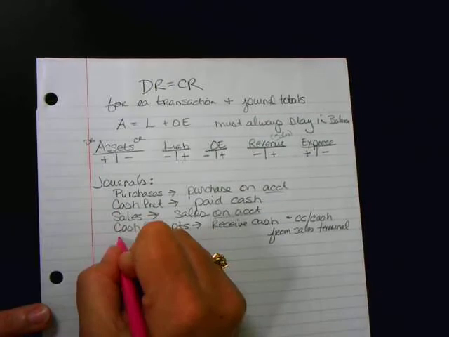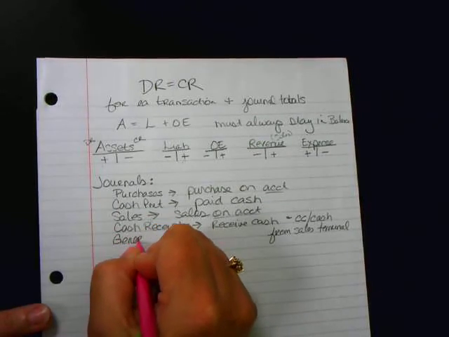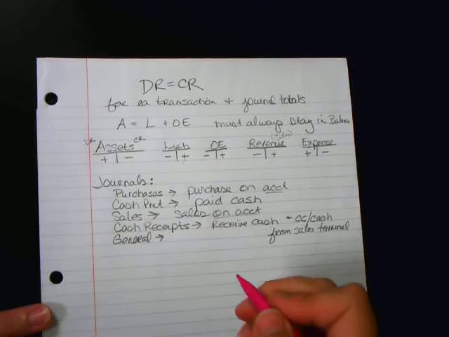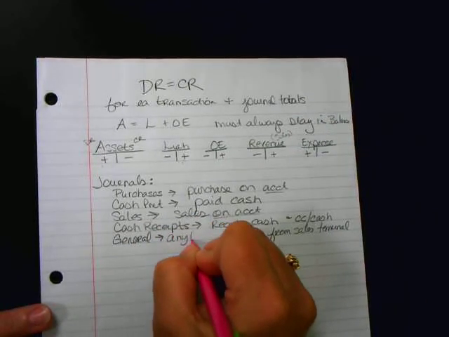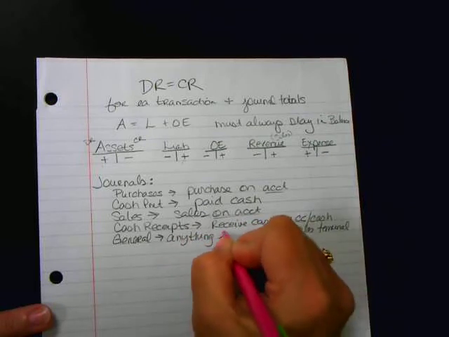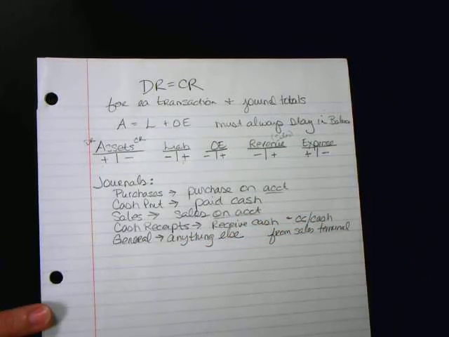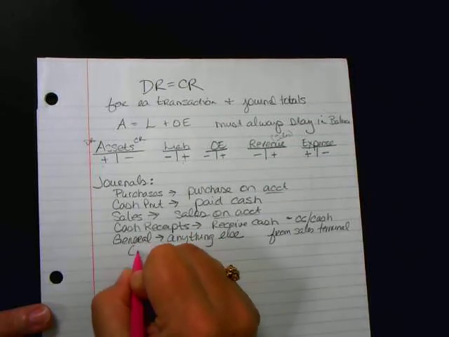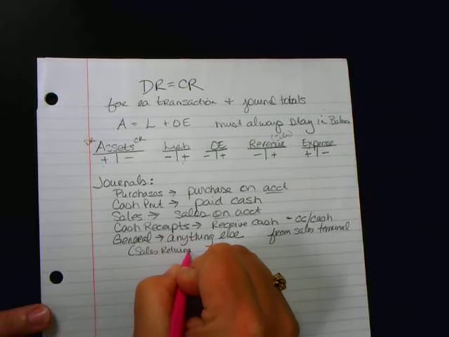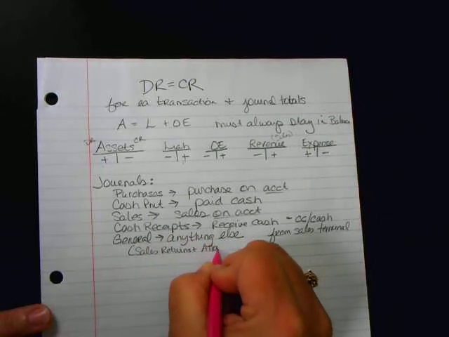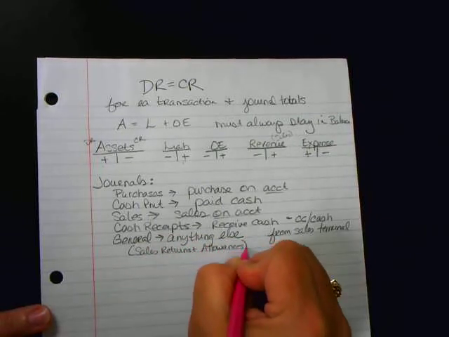Okay, and then our general journal is anything else. Now I'll tell you, for this reinforcement activity, we're going to use it for sales, returns, and allowances. Okay, that's an account title.